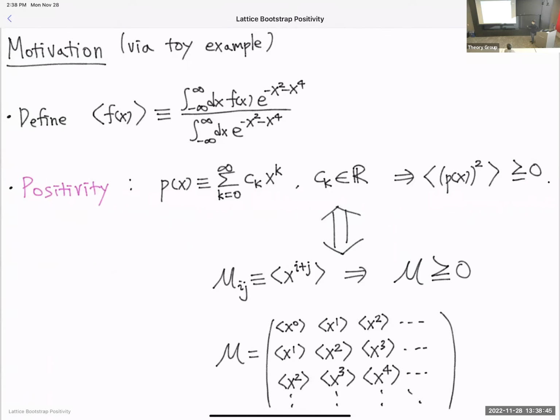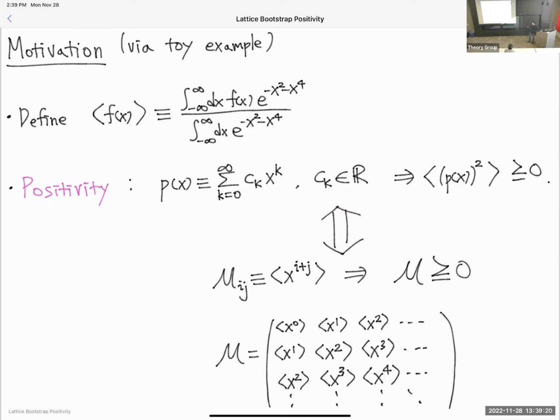So the second line that you have to add to Mathematica is positivity. It's again a very simple statement: take any real polynomial of x, so these coefficients c_k are all real. Once you take the square of it and take the expectation value, it is positive. Why? This expression itself is positive, and the measure is also positive. Any question on this one?